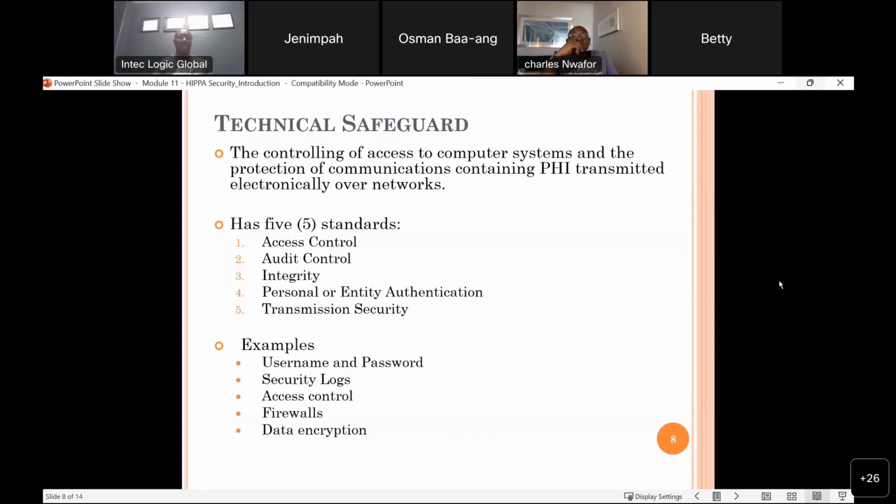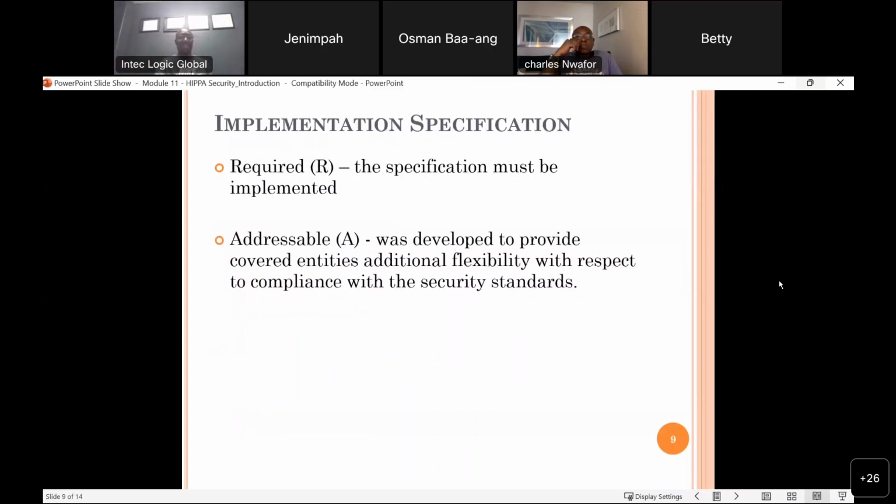Firewalls. I think I explained the firewall some time ago. Then data encryption. We talked about encryption a few weeks ago, right? Making data or records unreadable to people that you don't want them to see. That is encryption by using ciphers.